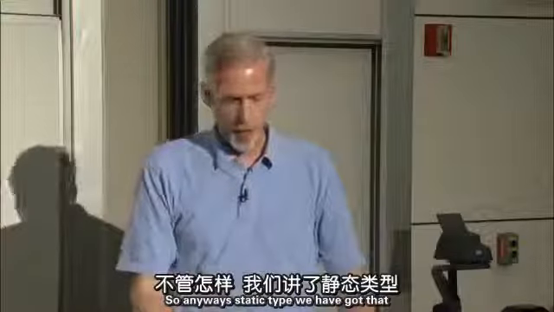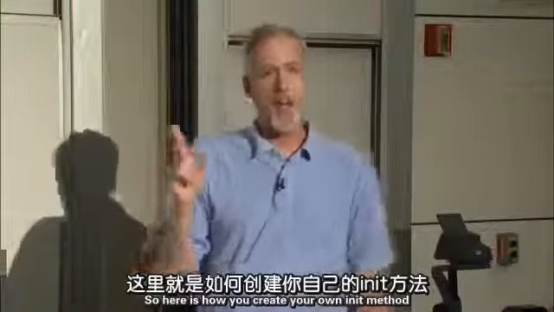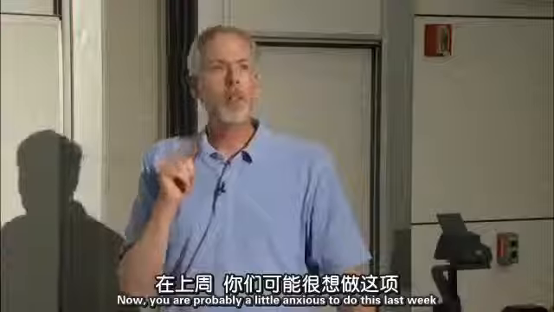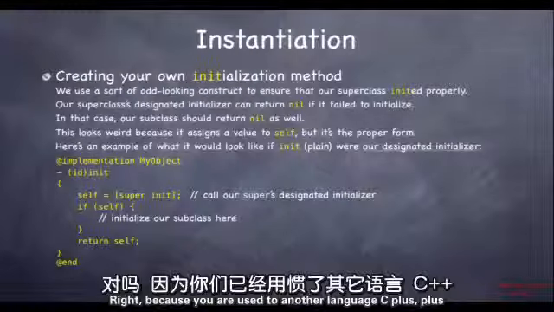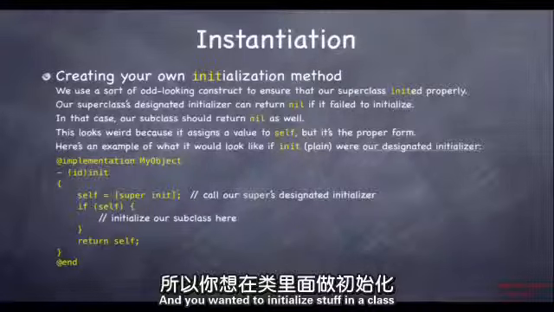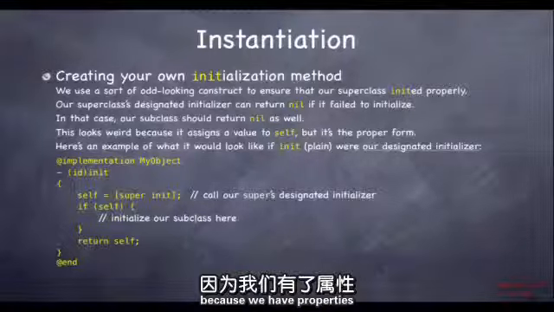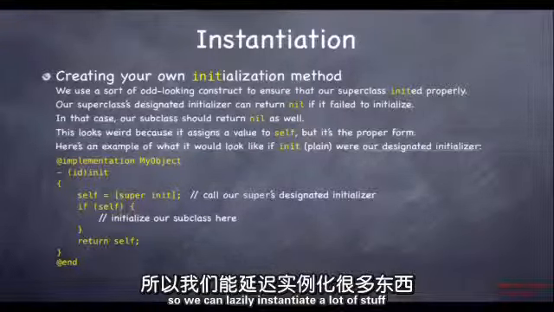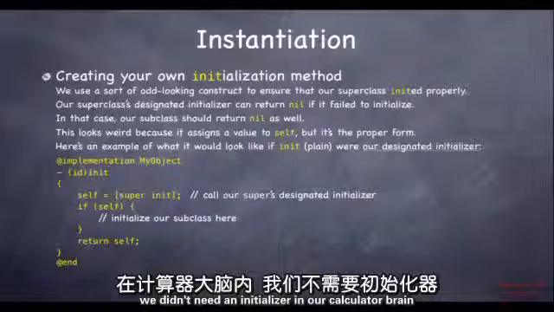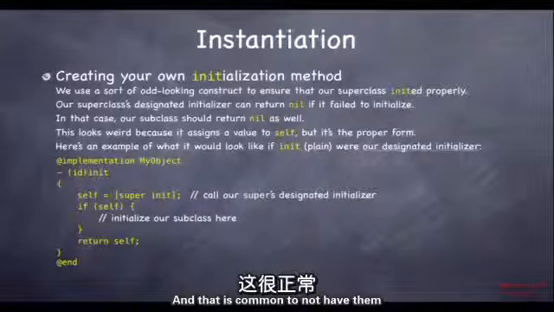So anyway, static type, we got that. Creating your initialization method. So here's how you create your own init method. Now, you were probably a little anxious to do this last week, right? Because you're used to, in other languages, C++, you got constructors, or in Java, you got initializers like this too. And you wanted to initialize stuff in a class. It's very common to want to do that. Now, in Objective-C, we don't use it that much because we have properties. So we can lazily instantiate a lot of stuff. We don't need an initializer. We didn't need an initializer in our calculator brain. We didn't have an initializer in our view controller either. Okay? And that's common to not have them.